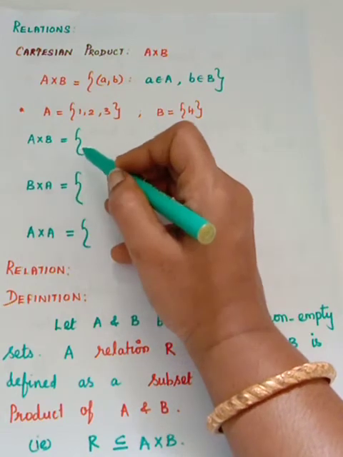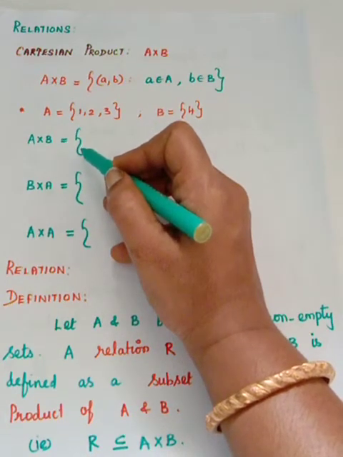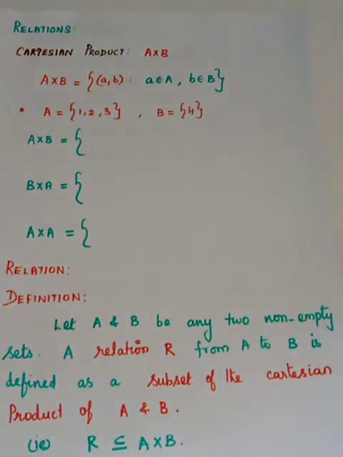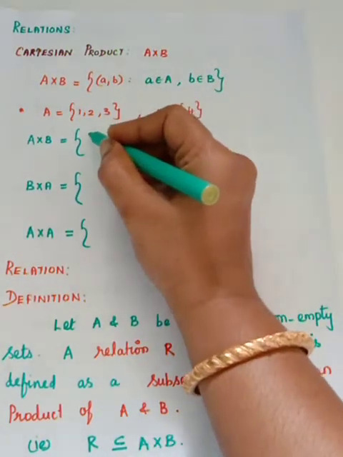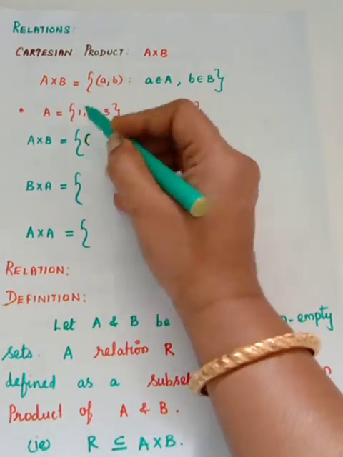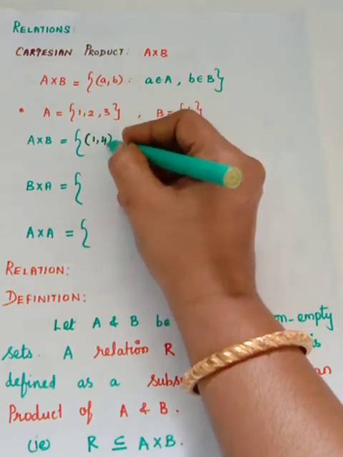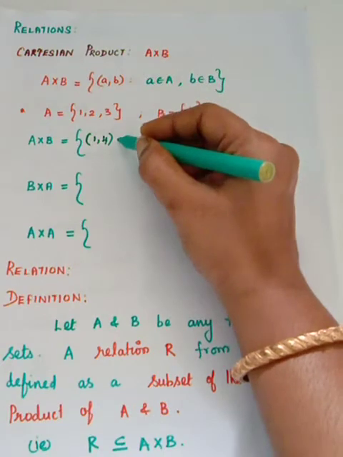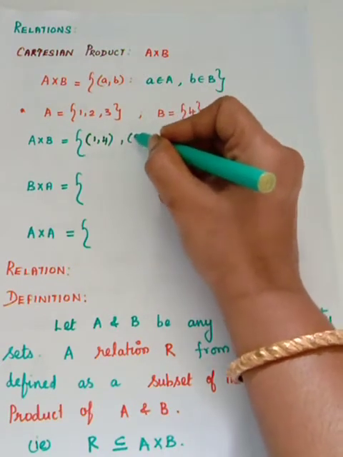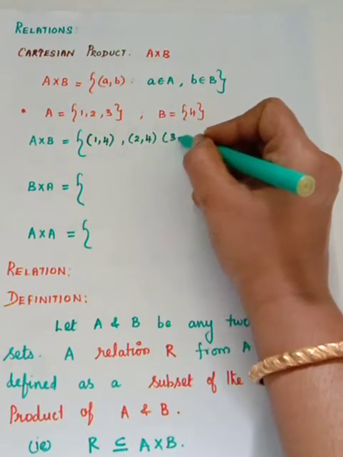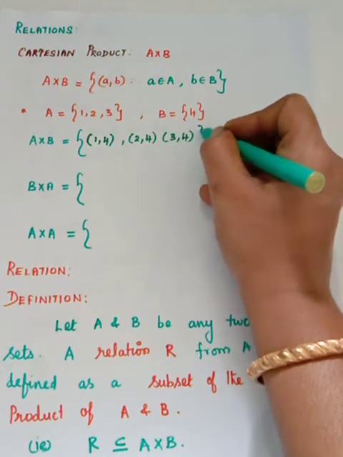So A cross B is a set. So I open this curly bracket and I have to write the elements of A cross B. So how should it be? It should be written as an ordered pair. So I'll take the first element from the first set. So it is 1 comma 4. The second element from the second set. Next one, what can we write? We can write 2 comma 4 and 3 comma 4. So this is your A cross B.